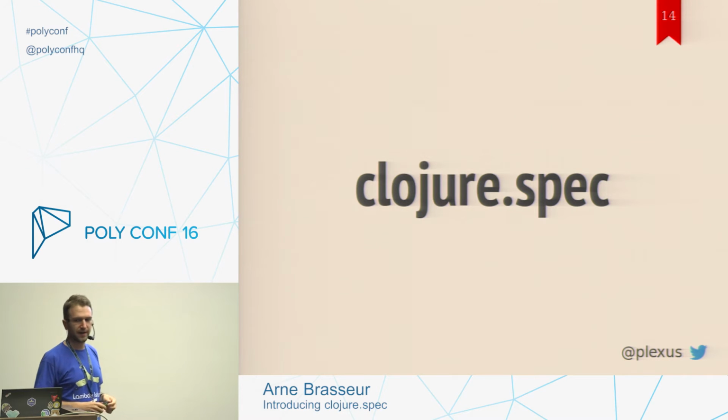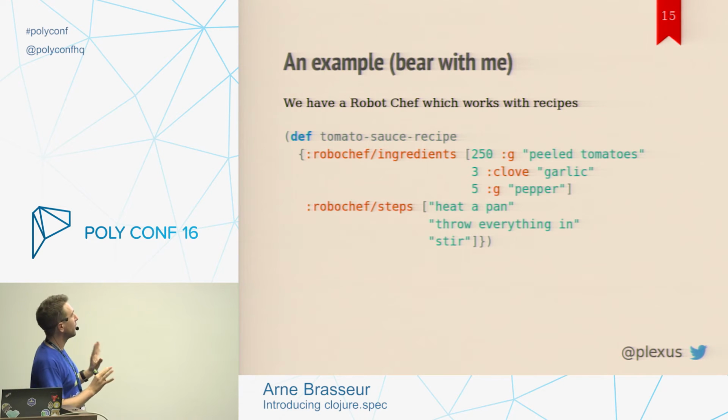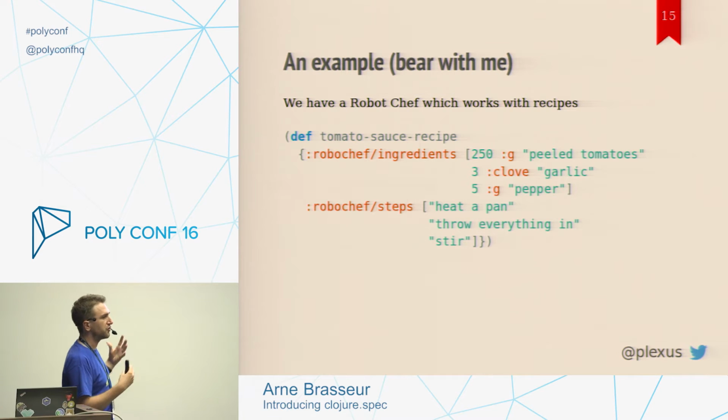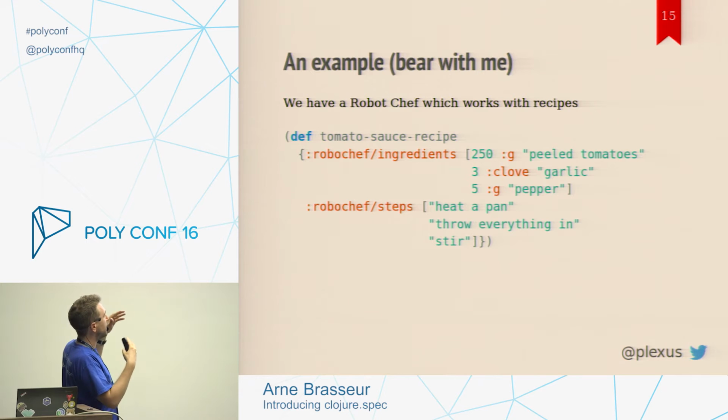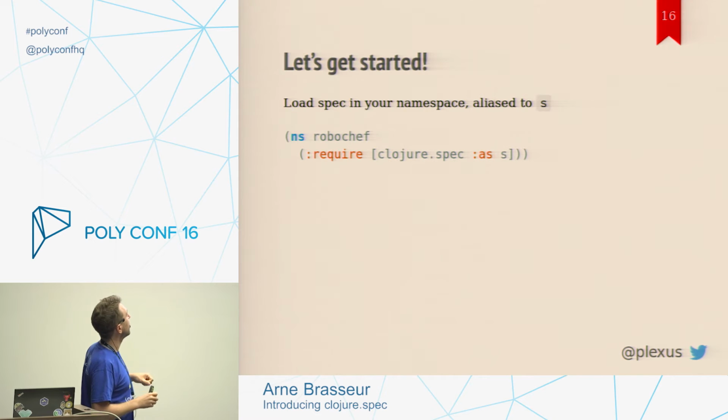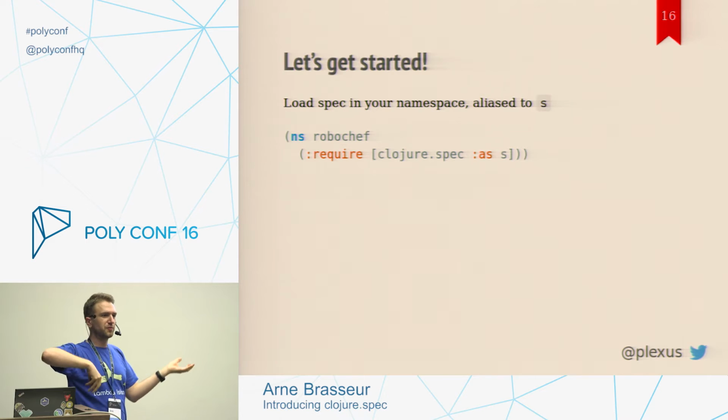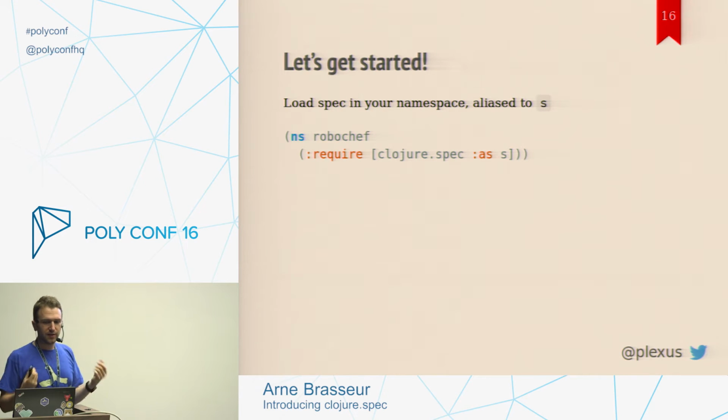Let's talk about clojure.spec. Here's an example of a bit of Clojure data. I have an ingredient, I have a recipe. My recipe consists of ingredients, which is just a flat vector, and then a number of steps. Here I have a recipe for tomato sauce. The system that we're going to build is a robo-chef. This is a machine that stands in your kitchen, gets recipes from the cloud and prepares your dinner, right? Obvious IoT and everything. Okay, let's get started.